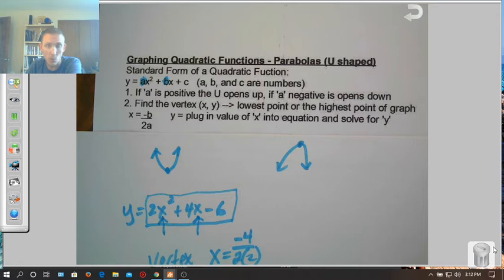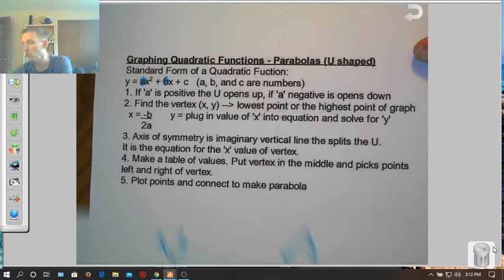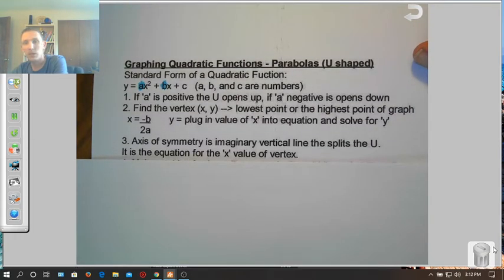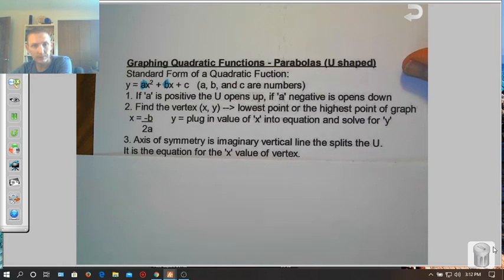The vertex is important because that's the starting point for this particular graph. Okay. Now let's step up to that next level. The axis of symmetry is an imaginary vertical line that splits the U-shape.